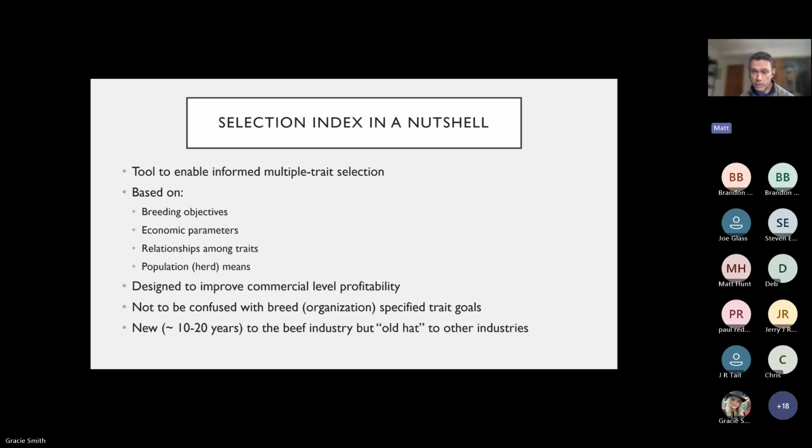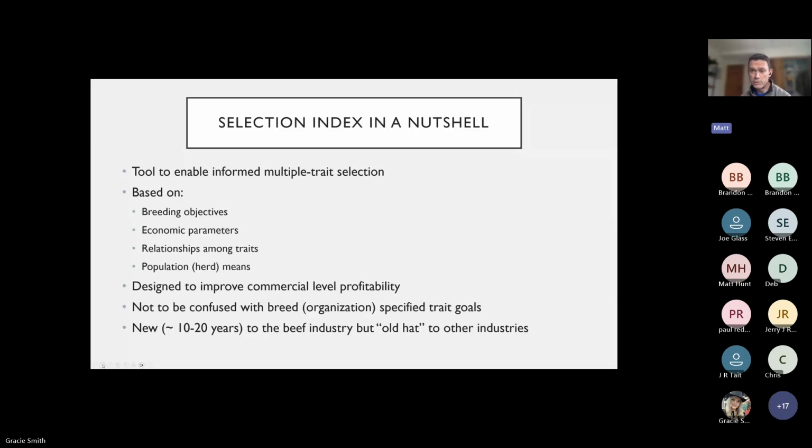It's based on breeding objectives. So am I retaining ownership through the feed yard? And if so, what's the value-based grid that I market on, right? That helps define part of the breeding objective based on economic parameters. So what's the value of a pound of hot carcass weight? What's the value of different levels of intramuscular fat or of quality grade, right? That gets into economic parameters.